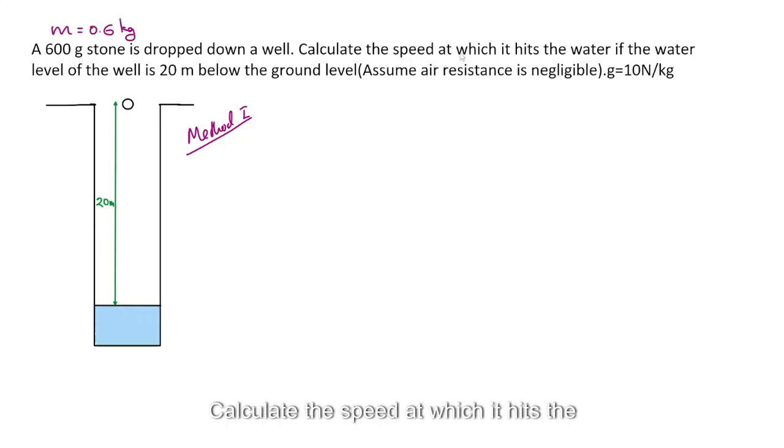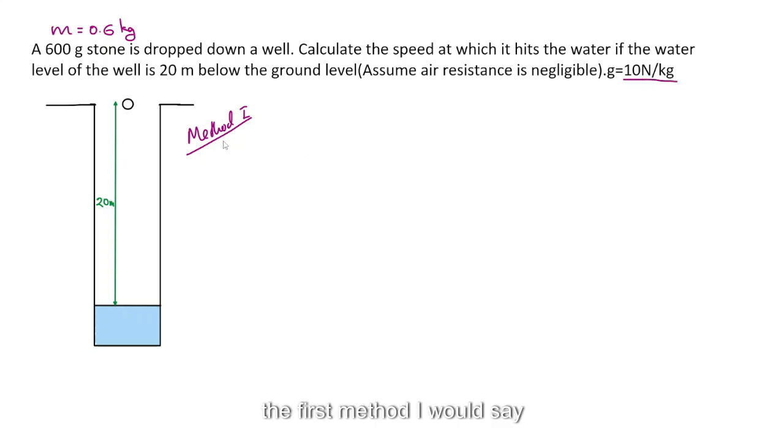Calculate the speed at which it hits the water if the water level is 20 meters below the ground level. Okay, so we know the drop is 20 meters. Assume there is no air resistance and take g to be 10 newtons per kilogram.